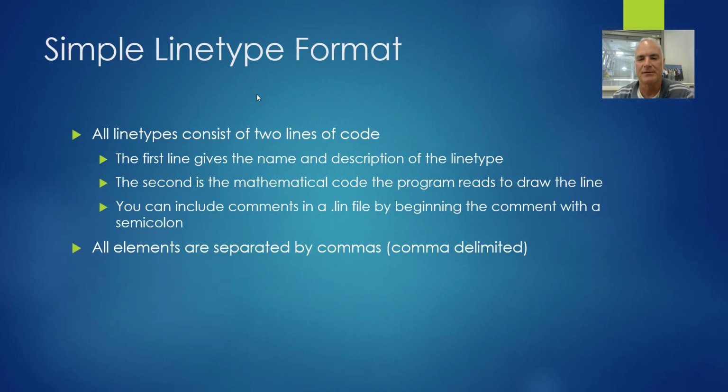So simple line types consist of 2 lines of code. The first line gives the name and the description of the line type, and then the second line is the mathematical code that the program actually reads to draw the line. Anytime you want to insert a comment, you can do so by putting a semicolon at the beginning of your comment. And all elements are separated by commas, meaning that this is a comma delimited file. You have to be careful with line types because you cannot have extra spaces in there. Even though it's comma delimited, extra spaces in your line type code can make things not work properly.